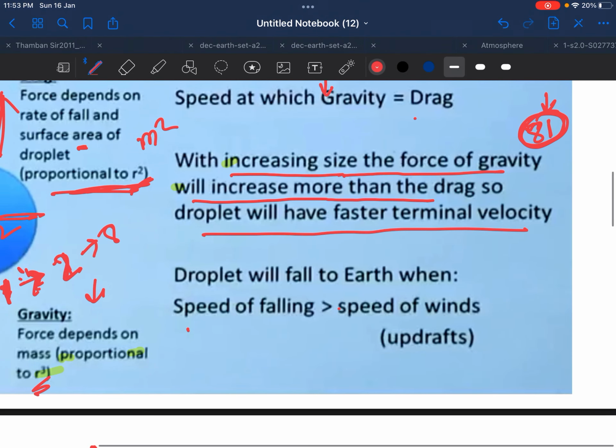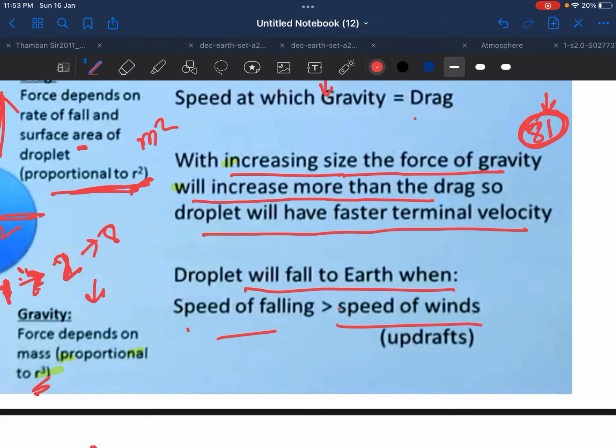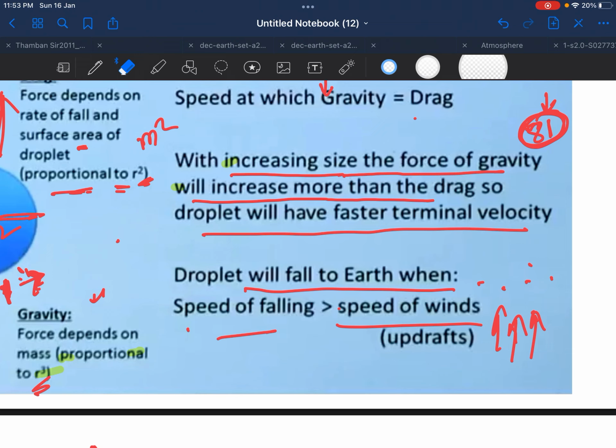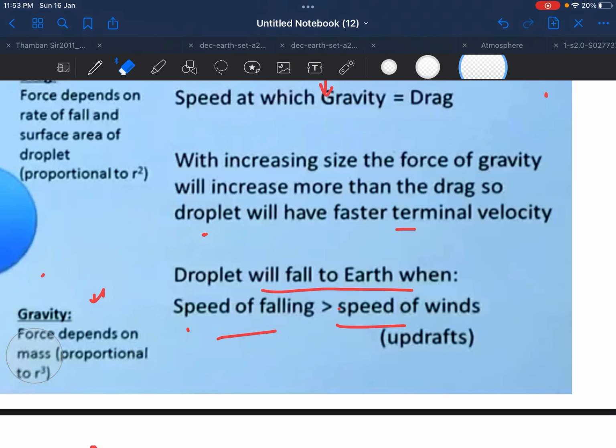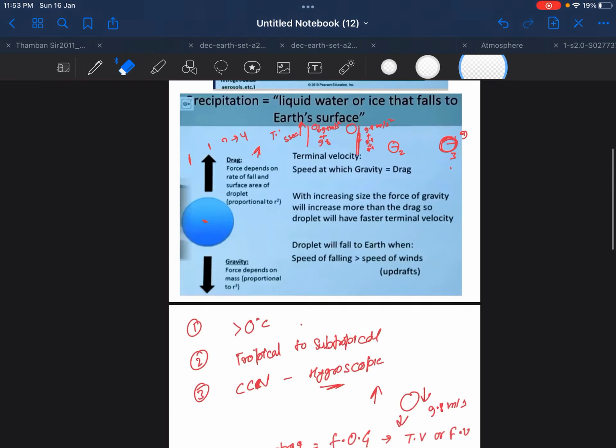Is this clear? Now a droplet will fall to the earth when the speed of falling is greater than the speed of wind. Okay, so that is again an important thing. So if you have a highest updraft velocity at that stage, the fine droplets will be there in the atmosphere. They are suspended because the vertical updraft velocity is acting on it. Okay, and here the gravity is very weak as compared to the updraft. So that's why they keep suspended in the air for a longer period of time. I hope this is clear to you. Now moving to the next slide.